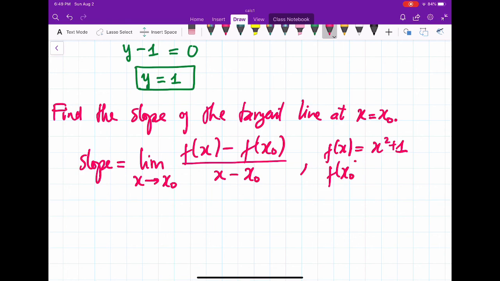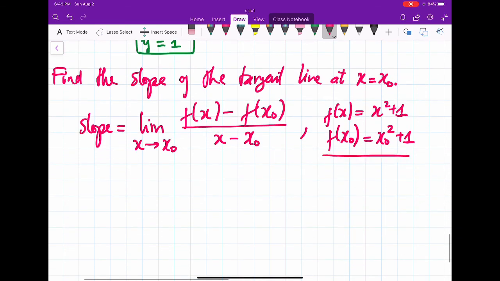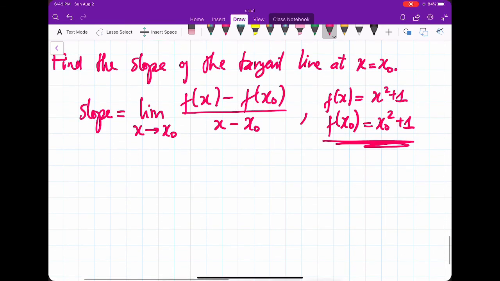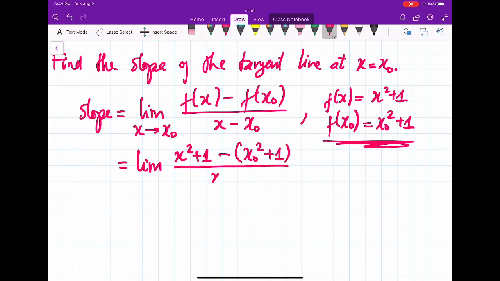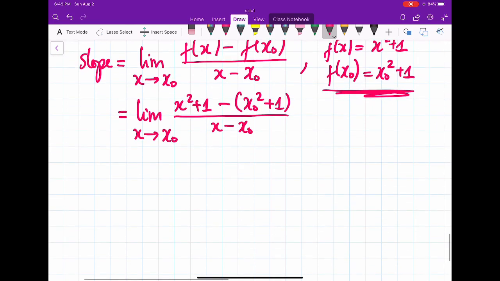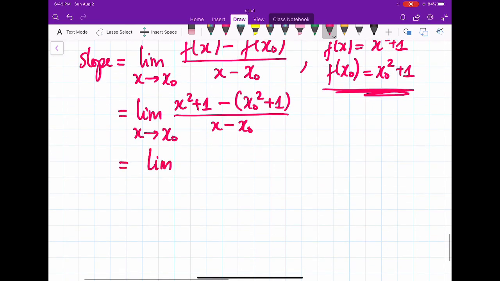So what is f of x0? That is x0 squared plus 1, right? Instead of x, I have x0. And now I will plug these two functions into the formula, into the limit. I have the limit of x squared plus 1 minus x0 squared plus 1 divided by x minus x0 when x approaches x0. On the top, you simplify 1, you get the limit of x squared minus x0 squared divided by x minus x0 when x approaches x0.